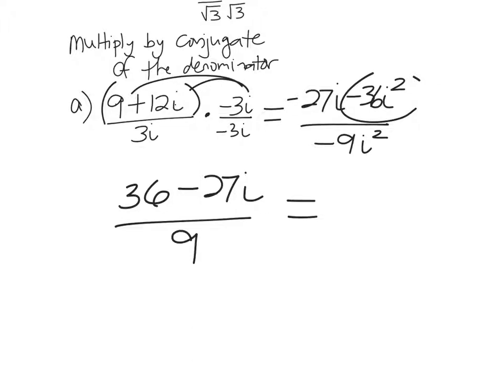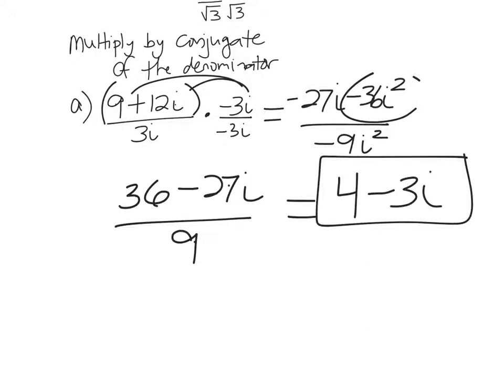Okay? And then last thing we have to reduce. So 9 goes into 36 4 times. And 9 goes into 27 3 times. There it is. My favorite complex number. 4 minus 3i or 4 plus 3i or 3 plus 4i. Yeah, all of those variations.